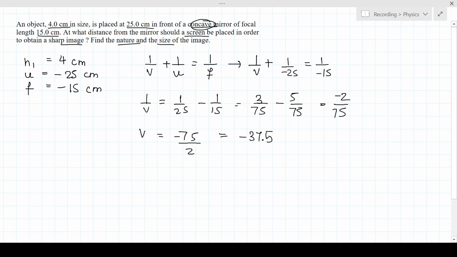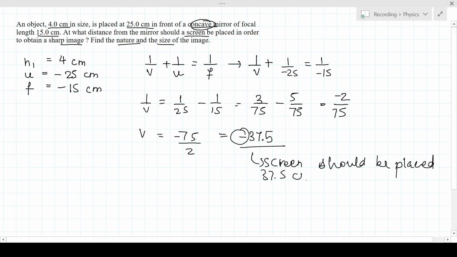37.5. Okay, so that means the image is going to be formed 37.5 cm in front of the mirror because it is negative. So the screen should be placed 37.5 centimeter from the mirror.